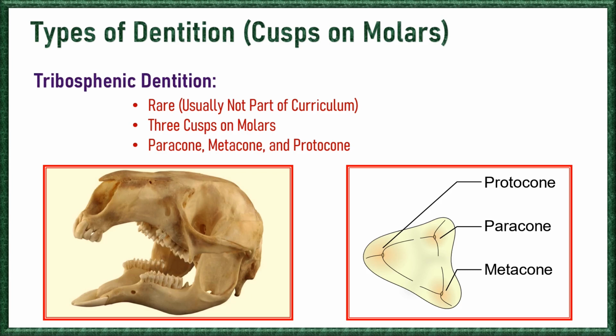Examples include moles, shrews, and many marsupials such as kangaroos, wombats, and opossums, which exhibit tribosphenic dentition. That's all about dentition in mammals. You need to know. Best of luck for your exam.